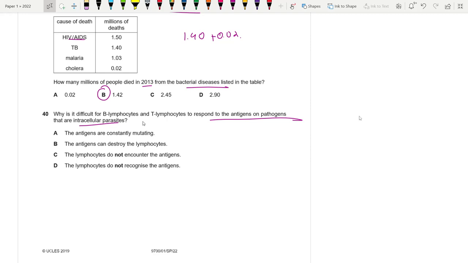Okay. Basically, you need to understand the antigens need to be exposed to identify them. Now, if they're intracellular, try to understand what happens when an intracellular parasite infects a cell. They won't be detected. They will stay inside our cells. Okay, so the lymphocytes do not even encounter them. They will clearly recognize them as non-self, but they won't even encounter them because they're stuck inside our cells. That means they will be hidden. We need to present them, right?